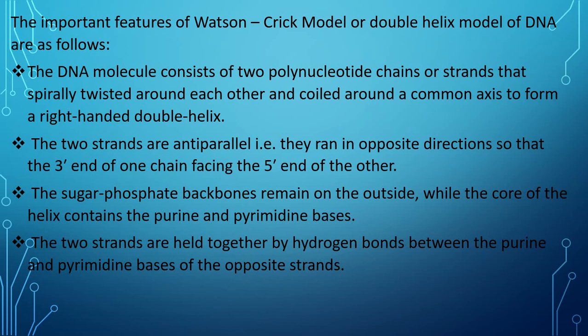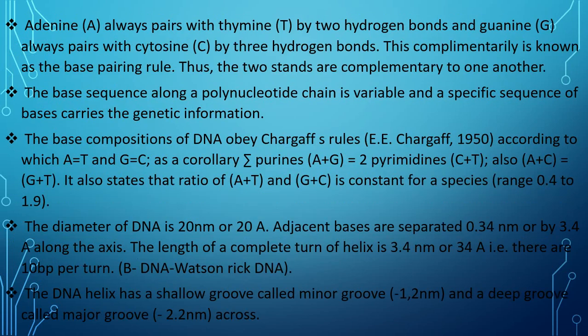So what are the important features of the Watson and Crick model or double helix model of DNA? The DNA molecule consists of two polynucleotide strands that are spirally twisted around each other and coiled around a common axis to form a right-handed double helix. The two strands are anti-parallel. One is running from 5' to 3' and the other is running from 3' to 5' end. The sugar phosphate backbones remain on the outside, while the core of the helix contains the purine and pyrimidine bases. The two strands are held together by hydrogen bonds.